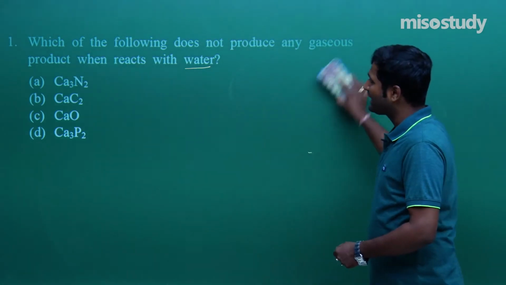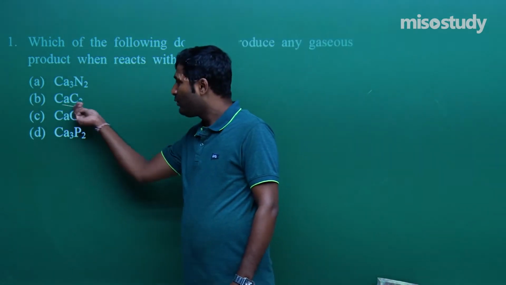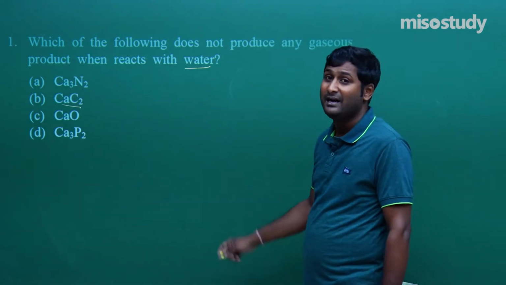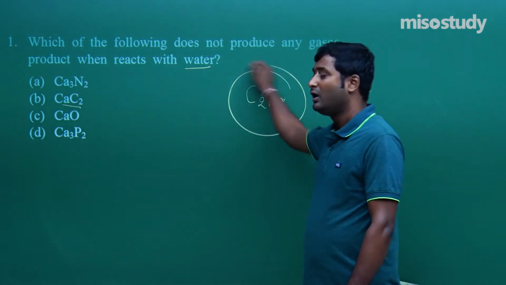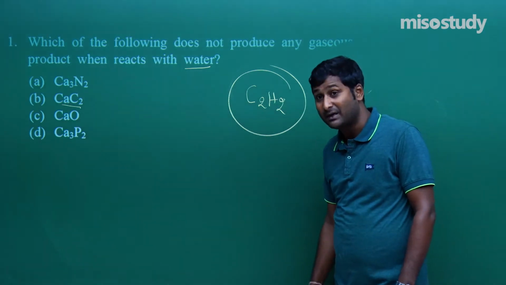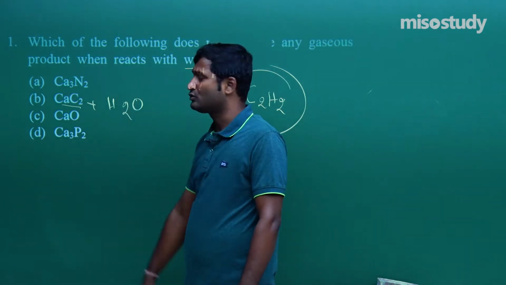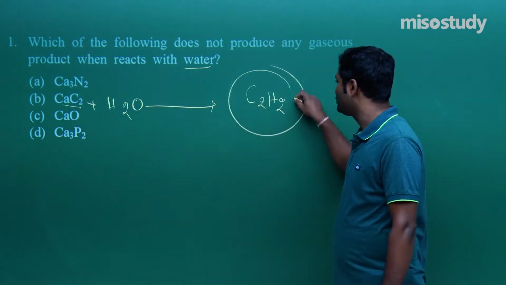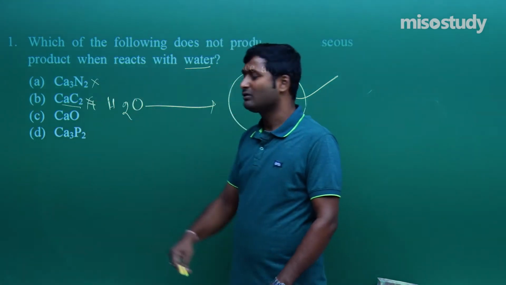Now if I talk about calcium carbide, as we know, this is one of the famous reactions. When calcium carbide is treated with water, what will happen? There is a famous gas, C2H2, formation of C2H2 takes place, that is acetylene. Remember this, I have discussed it during the reaction. If I put here CaC2 plus H2O, then what will happen? It gives Ca(OH)2 plus C2H2. This is also a gaseous product. So this one and this one are not correct options.